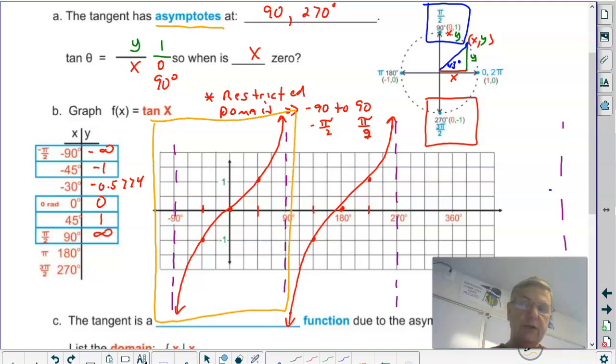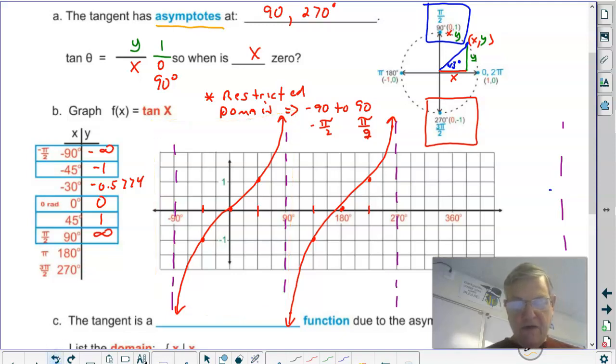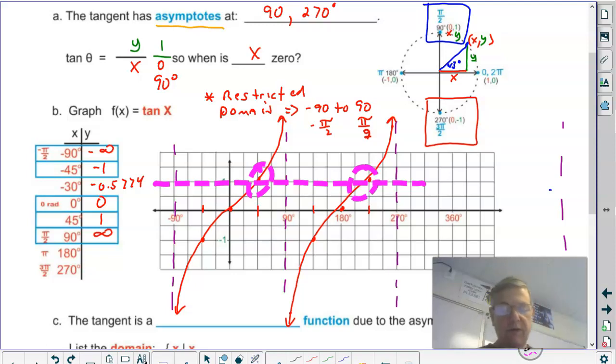And again, our restricted domain is from -90 to 90. Now that I showed you two waves, do you see how you fail the horizontal line test if you keep going? Because again, we don't know which inverse to get back to if there's more than one point along a horizontal line.